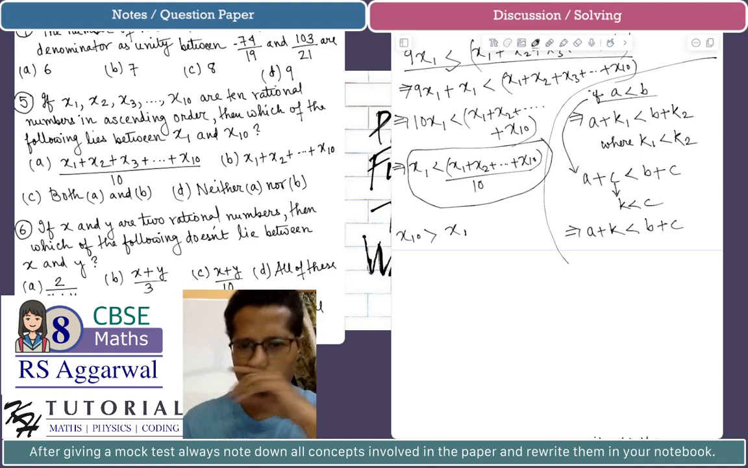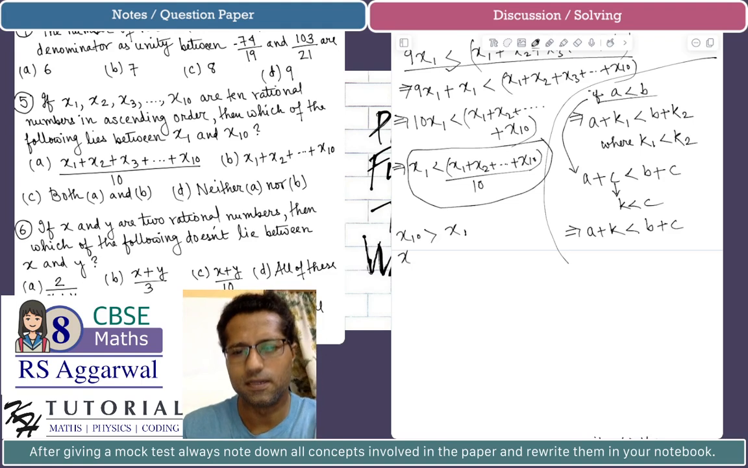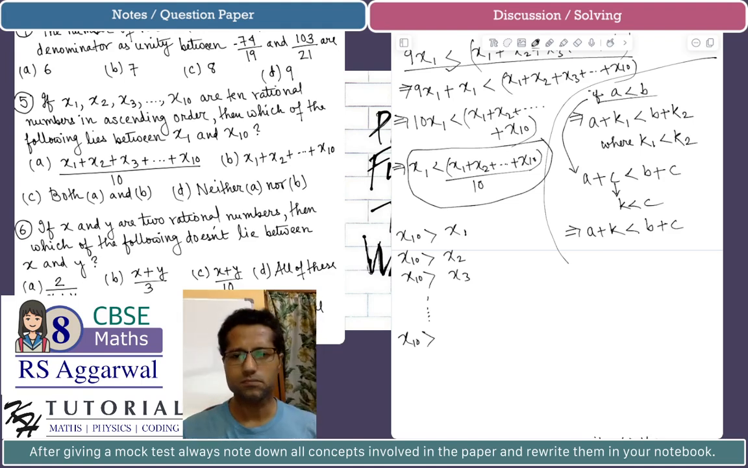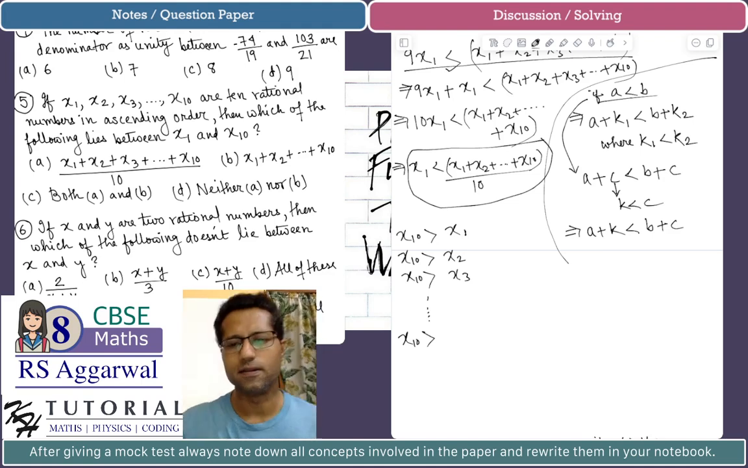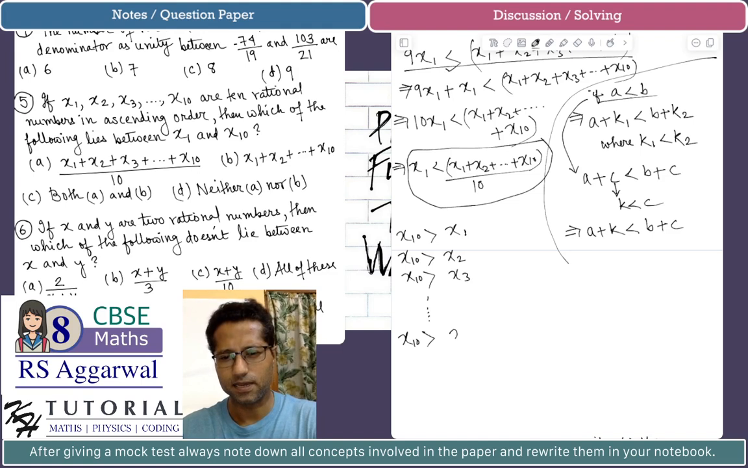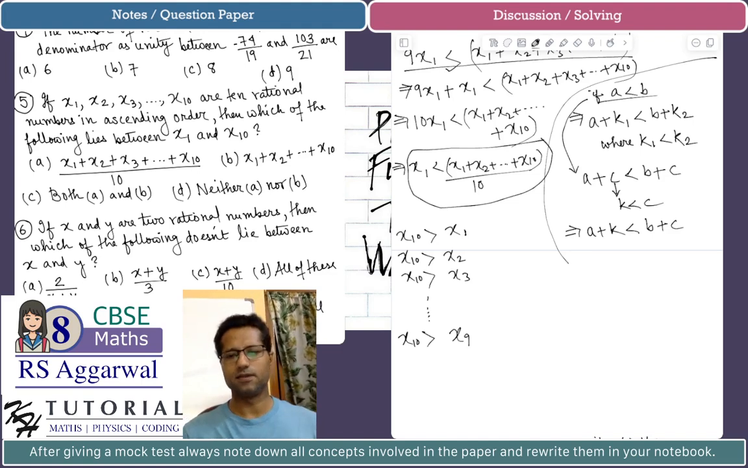x10 is greater than x1. I can also say that x10 is greater than x2. I can also say that x10 is greater than x3. Similarly, I can say that x10 is greater than x9. x10 is not greater than x10.